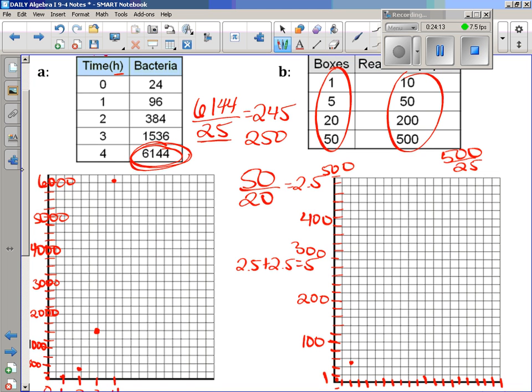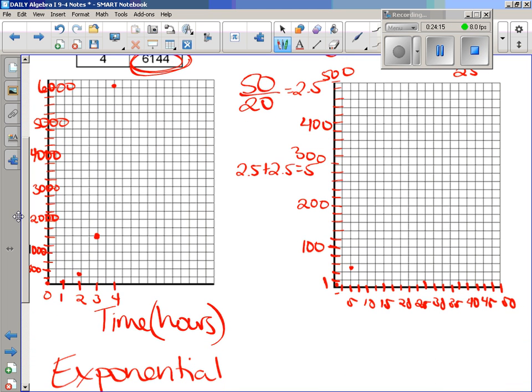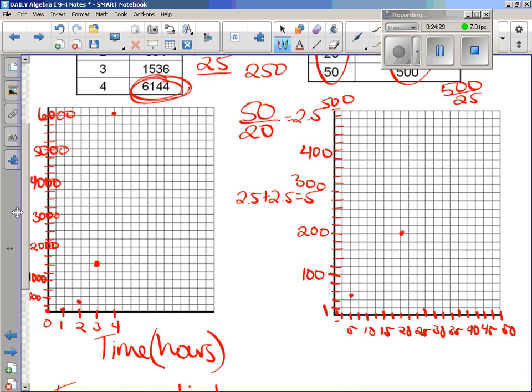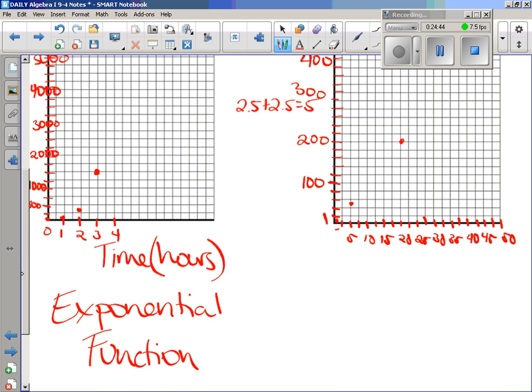And then (20, 200). So (20, 200) would take me here. And then last, (50, 500). Take me all the way up here. So looking at that shape, it increases all the way through, but it doesn't curve. It looks like it's a straight line. So that would mean, if it's a straight line, that it is linear. So it is a linear function.